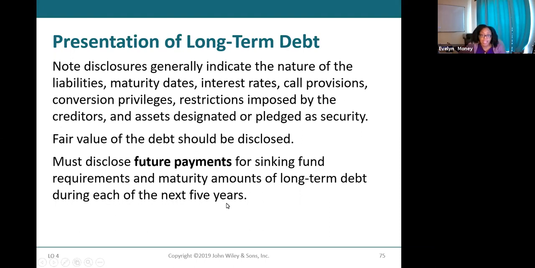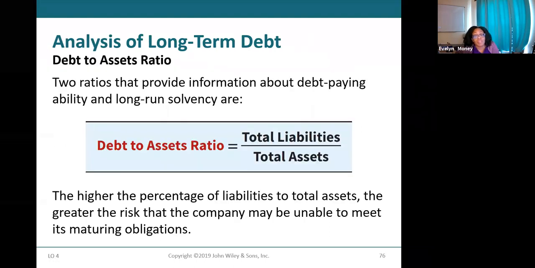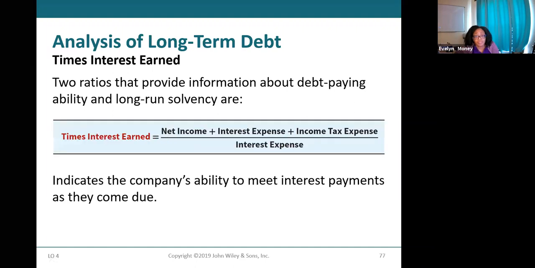And any payments that we may make to sinking funds or for our long-term debt within the next 5 years, we have to disclose those future payments. That gives the investor a better idea of how cash will be encumbered over the coming years. So we can analyze long-term debt by using some of our ratios: our debt to assets ratio, our debt to equity ratio. You've covered these ratios in Intermediate 2, as well as times interest earned. How many times can we pay our interest payments using net income?